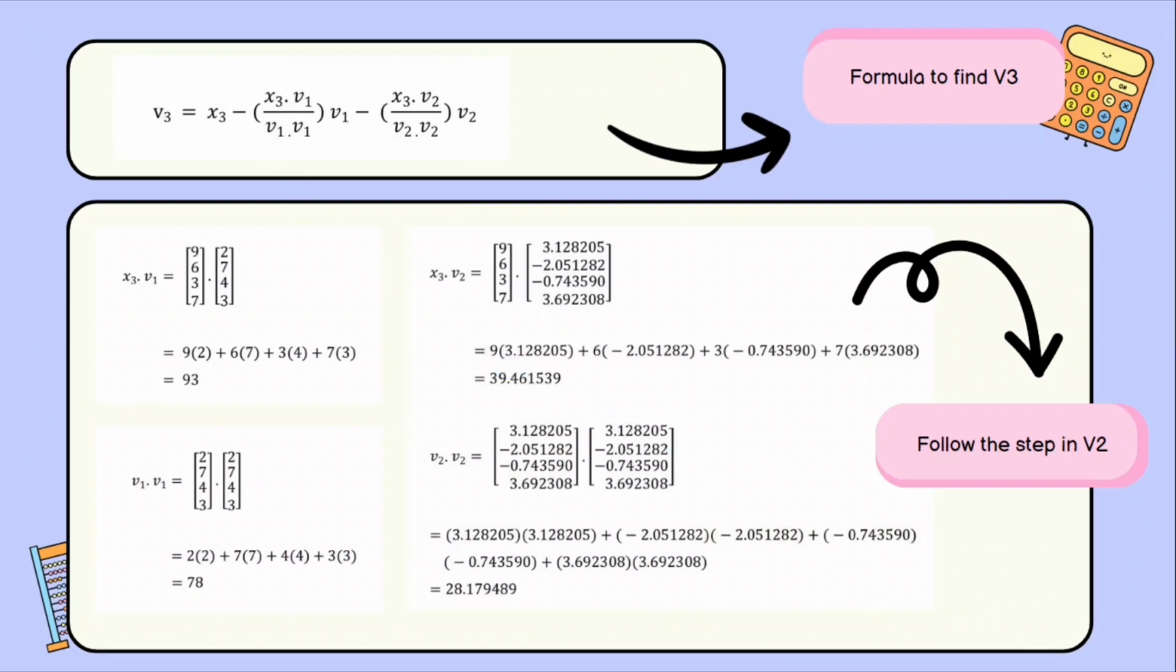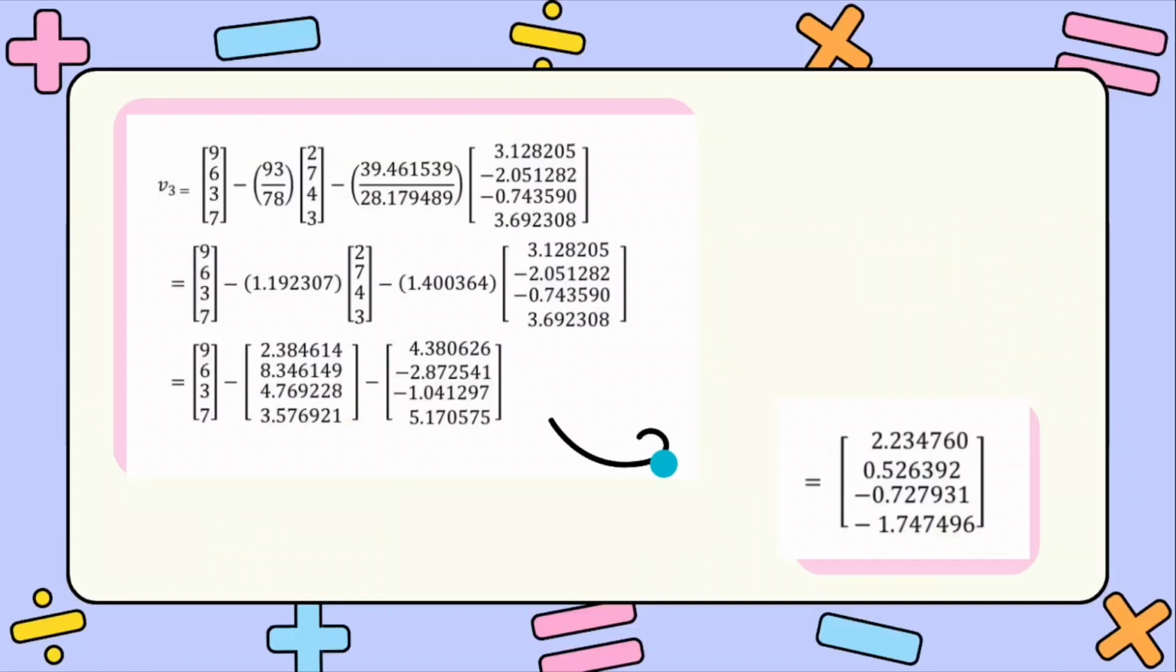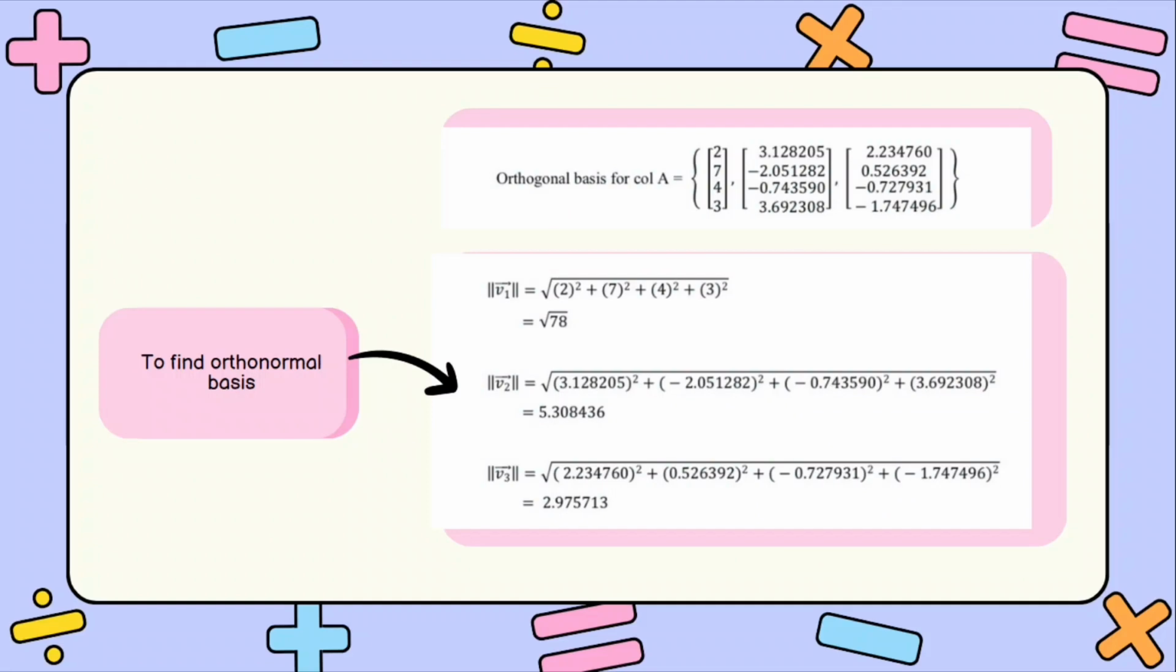By the answer that we get from the vector 2 and vector 1, we can find the vector 3 by using this formula. So just follow the steps as in V2, and then we get the answer for V3, which is row 1 equal to 2.234760, row 2 is equal to 0.526392, row 3 is equal to negative 0.727931, and row 4 is equal to negative 1.747463.